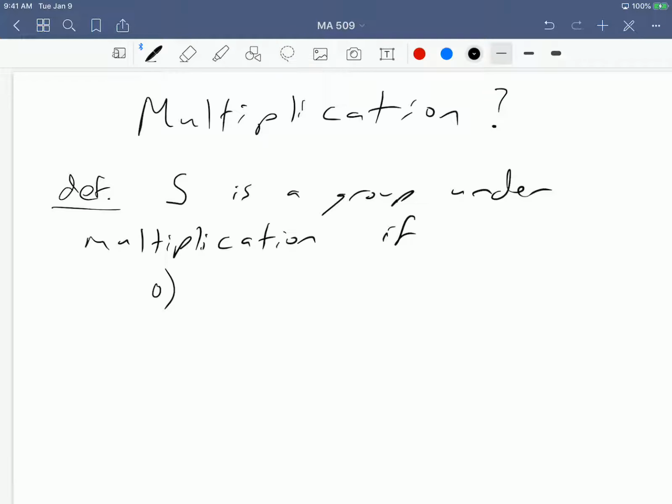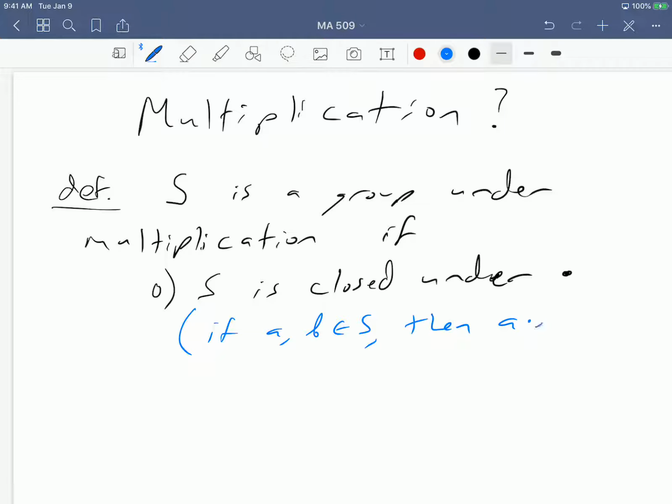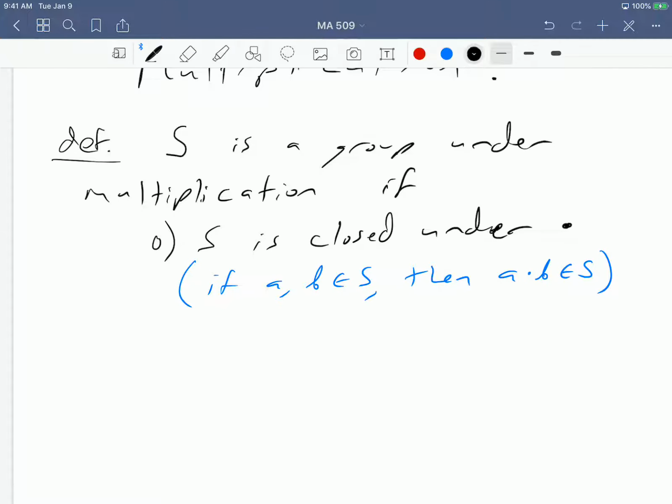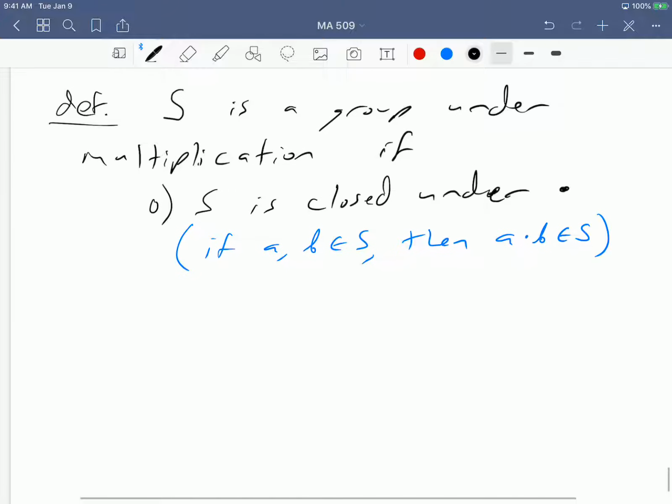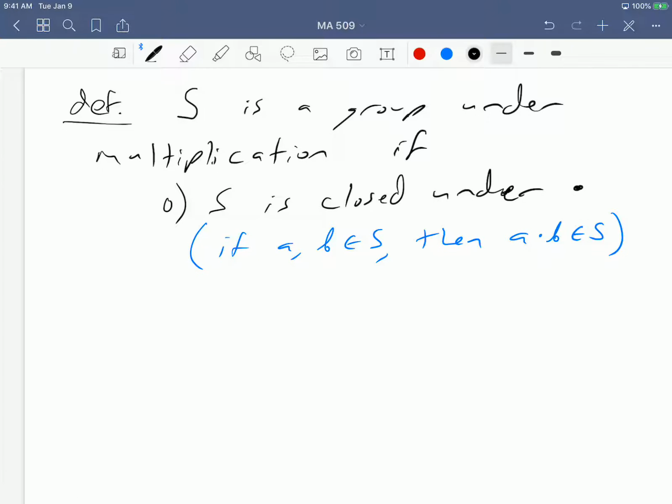So first we have that S is closed under, and I'm going to use a little dot for multiplication. And what we mean by that is that if A and B are in S, then A times B is in S. Okay, so that's our closed under multiplication. That's our binary operation bit of the definition of group.